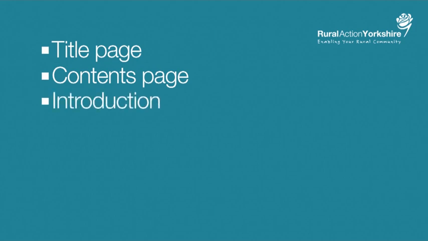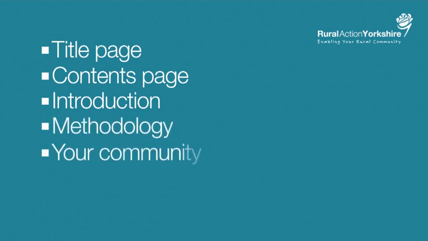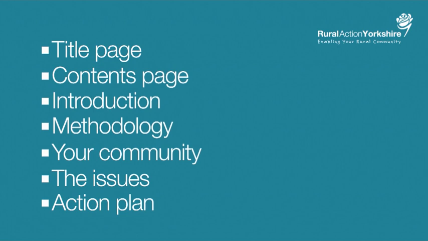explain what the document is, why it was produced and who was involved, a summary of how the plan was produced, a description of your community, the area it covers, its history, key characteristics and relationships to other places, a summary of the issues you identified as important throughout the process, and the most important part, the action plan.